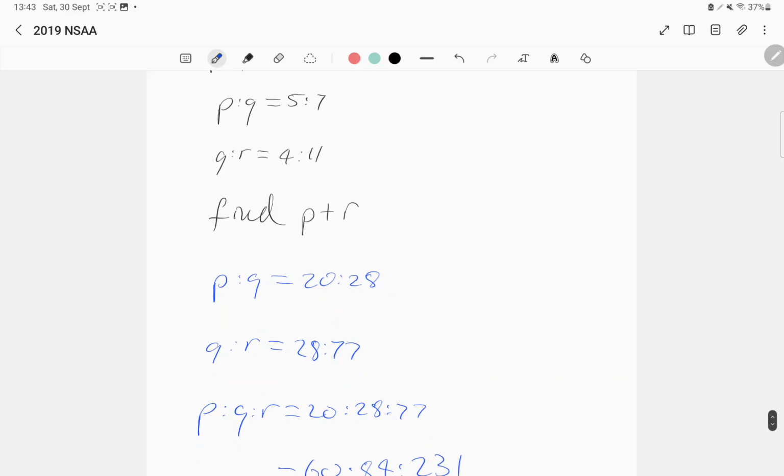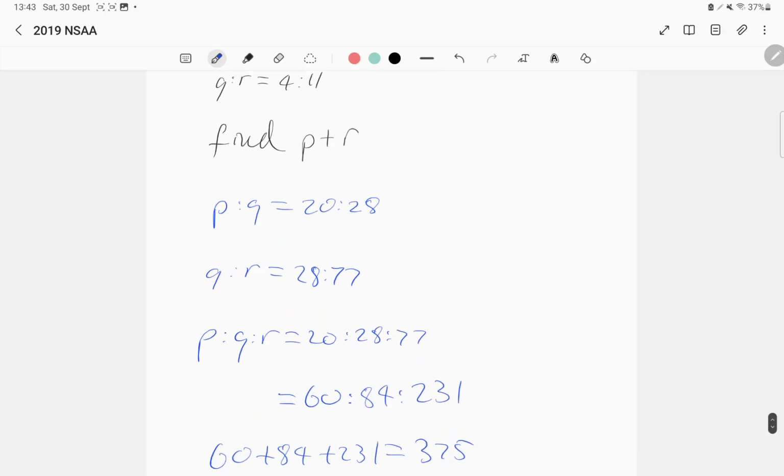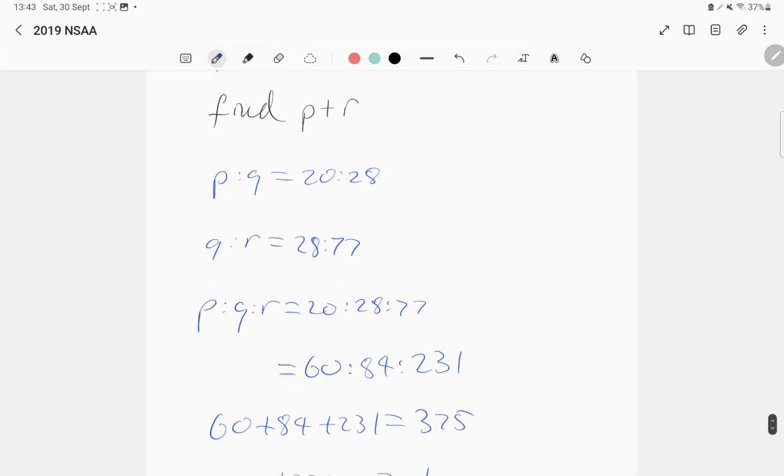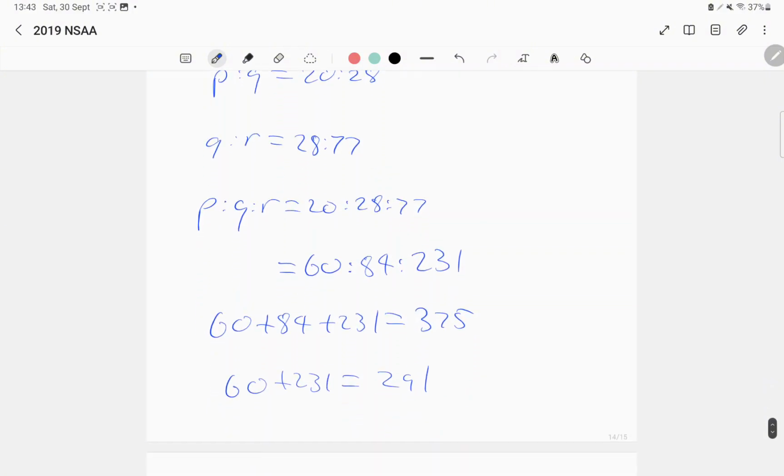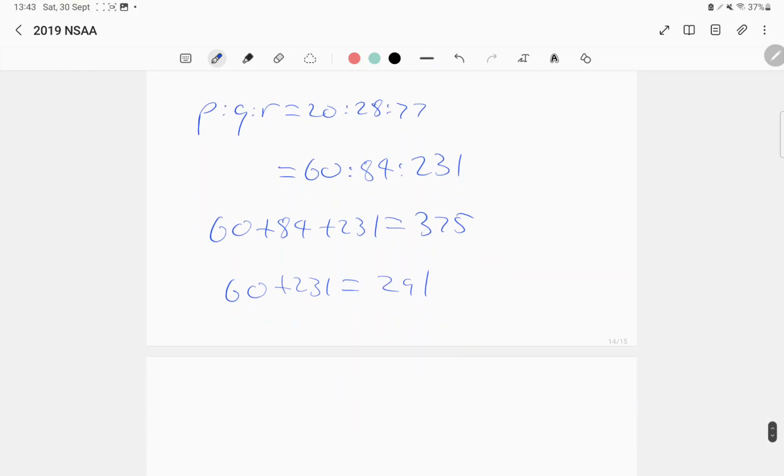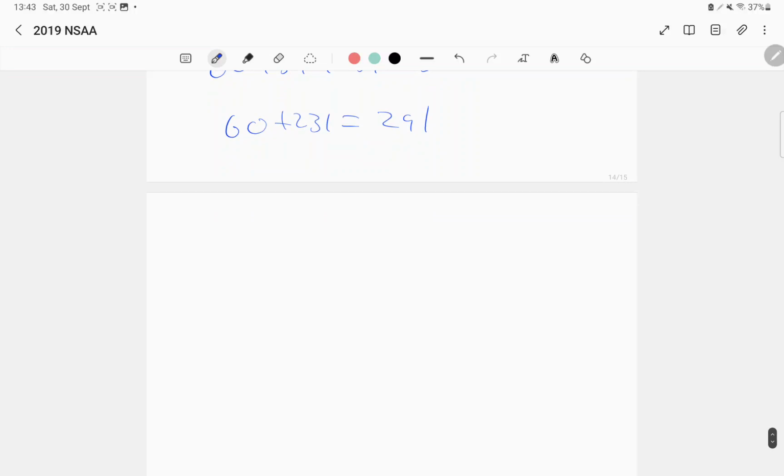We can now combine these and get P to Q to R equals 20 to 28 to 77. This can be rewritten as 60 to 84 to 231. You'll notice that 60, 84 and 231 total 375. Therefore, to get P + R, we can have 60 + 231 equals 291. And that's the answer.